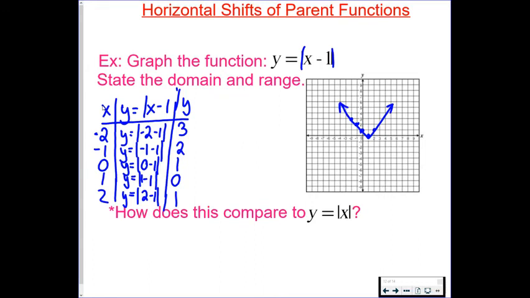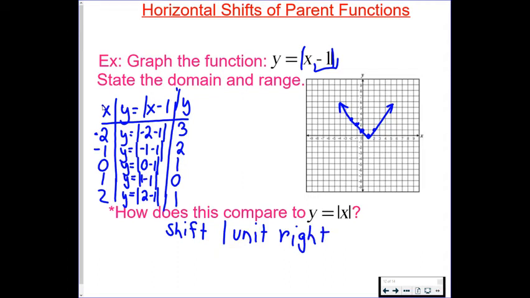Okay, how does this graph compare, though, to the parent function? Well, it looks the same, except for the minus 1. The minus 1 tells us to take every point, and we're going to shift 1 unit to the right.